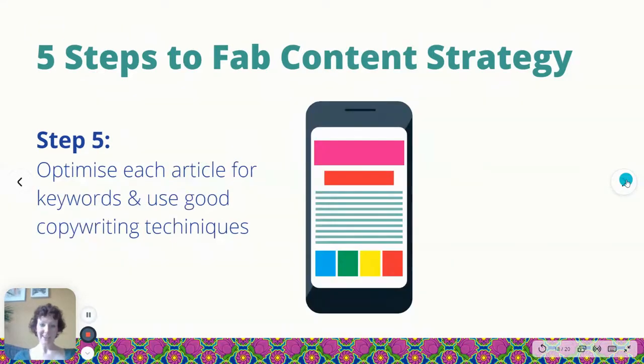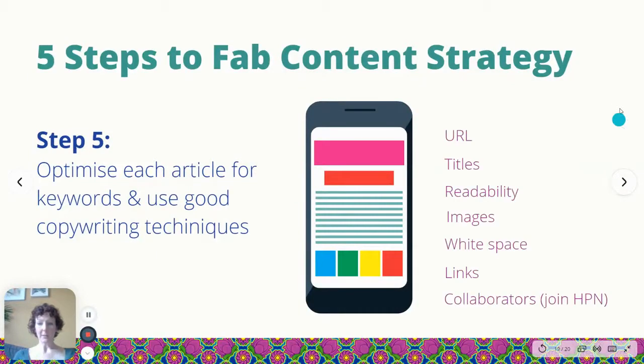All right, and then your final step, step 5, is that you need to optimize each article for keywords, again, and use good copywriting techniques. So I could do an entire session on this alone. Some of you probably already know how to do this, but you need to be ensuring that your keyword is appearing in strategic places like the URL. So that's the address of your page.